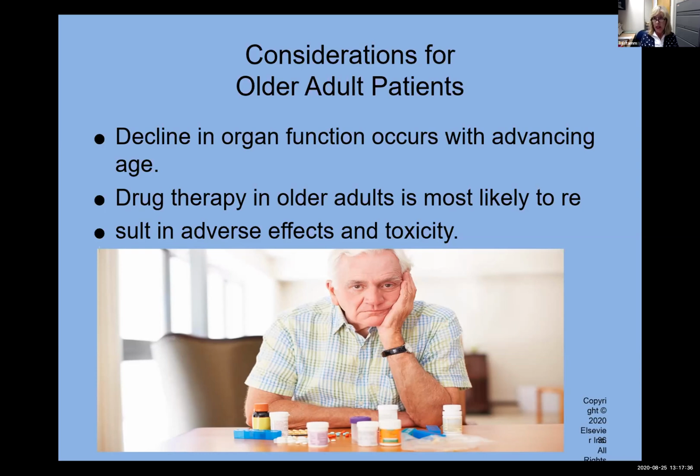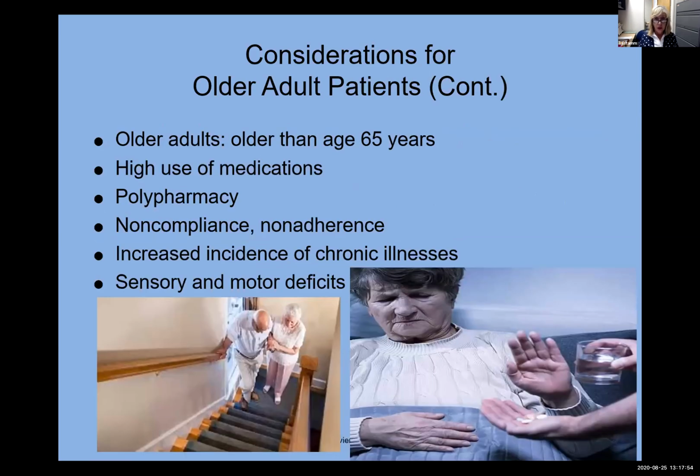So you may be able to give a dose of hydrocodone to a 35-year-old, and if you give that same dose to an older individual, they may end up being very sleepy, very lethargic, they may end up being confused. So we have to take that into consideration when we're dealing with an older population. And you guys are going to have older patients. Older patients are very common.